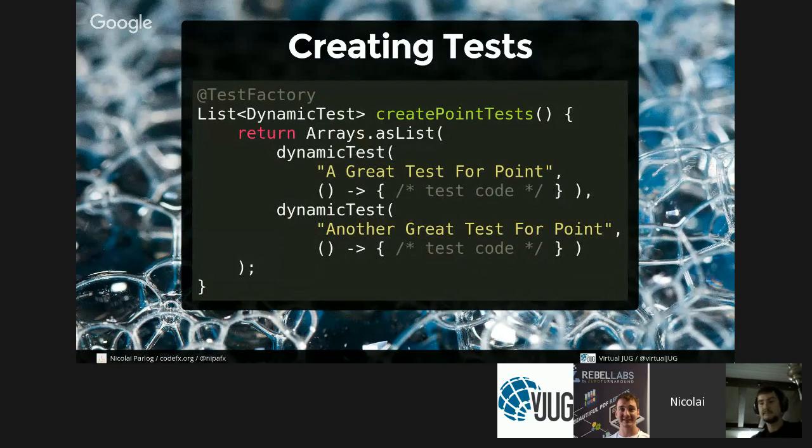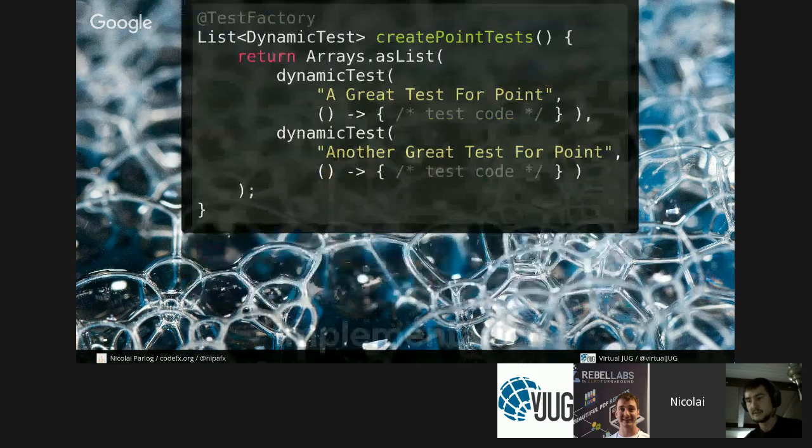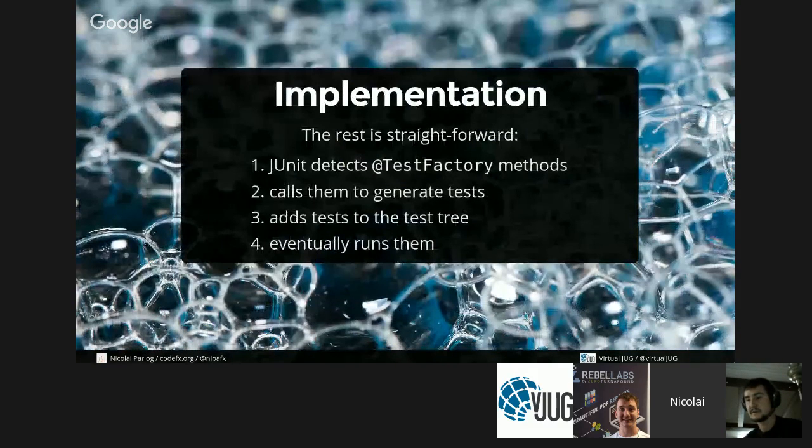And now we just have to create them. What we do here is we use the dynamicTest factory method, and we give it a name, either "grade test for point" or another "grade test for point", and then we can specify the test that we want to execute as a Lambda expression. Then we put these two tests in a list and return it. And when JUnit scans the file for @Test annotations, it will also find @TestFactory annotations, execute the method immediately, find the tests that are in there, and use them to populate the test plan, and then execute it eventually. So this is what I just said. JUnit detects them, generates the tests, puts them into a test tree, and runs them.